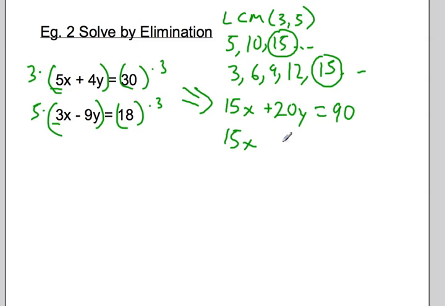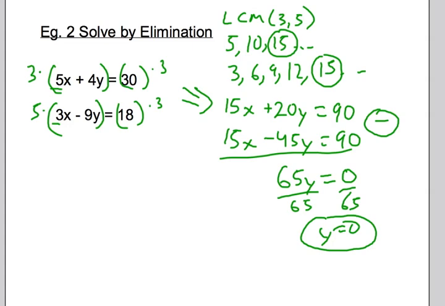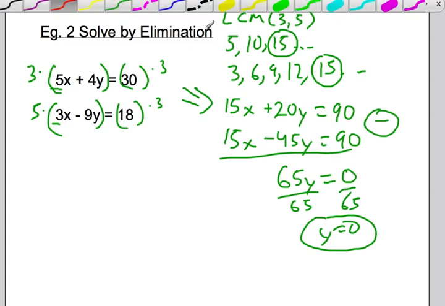15x minus 45y equals 90. So I've got 15x and 15x. That means I need to subtract to get 0. If I subtract here, remember this is minus negative 45, so it's like plus 45. So 65y equals 0. You can divide by 65, you get y equals 0. So we found our y value. Now we just simply have to find our x value.